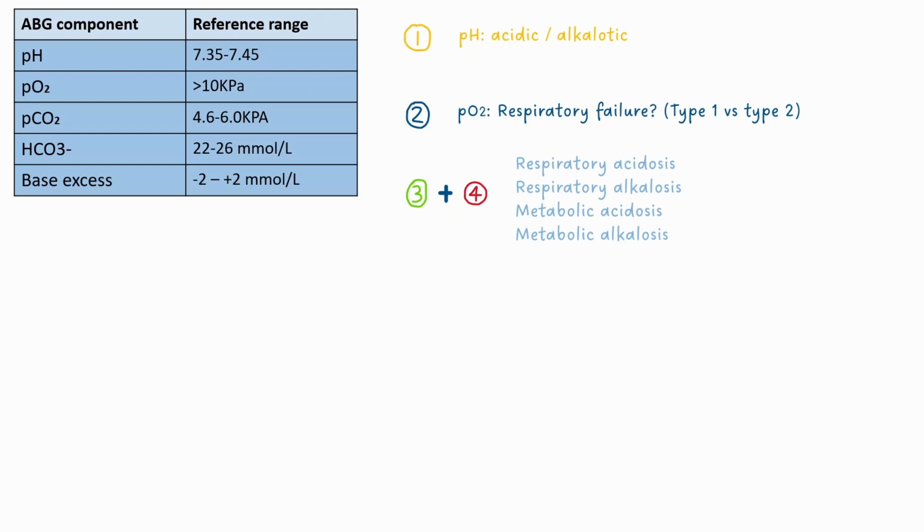As a caveat, it's important to be aware that some conditions can result in a mixed metabolic respiratory picture. For example, salicylate overdose can cause metabolic acidosis through excessive acid and respiratory alkalosis through hyperventilation. So, if an ABG result doesn't seem to make sense to you, it's worth considering, is this a mixed picture?